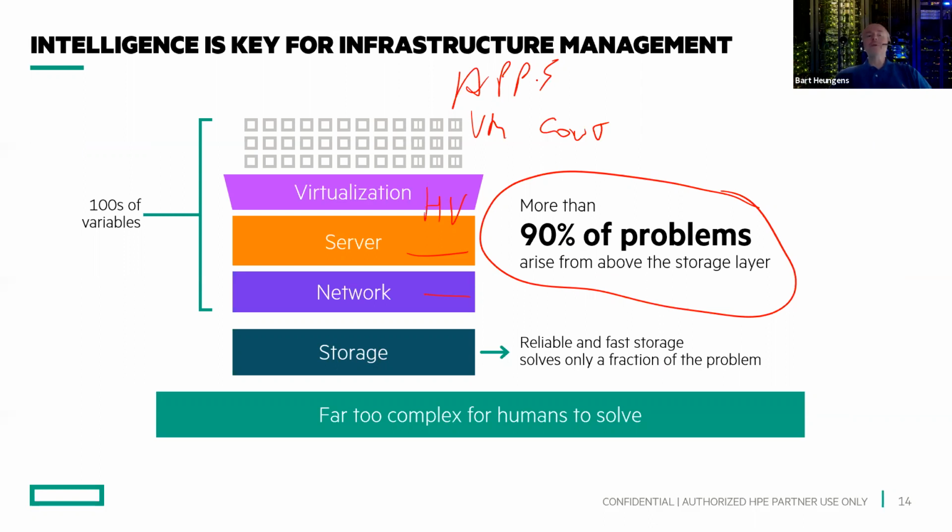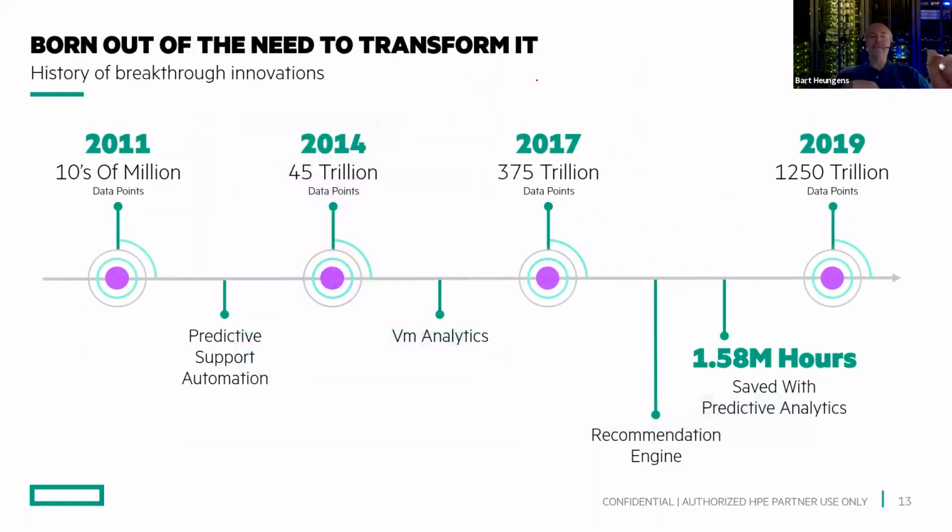And it's becoming harder, because we have not even hundreds, we have thousands of variables. The first deliveries of Nimble arrays started in 2010. And in 1 year, they already had tens of millions of data points collected from that storage array to see what's going on. And then a few years later, they became more intelligent with all these data points collected within the storage array. And so they added predictive support automation.